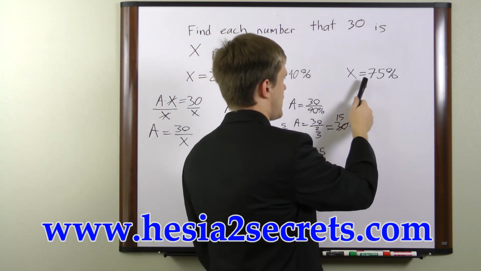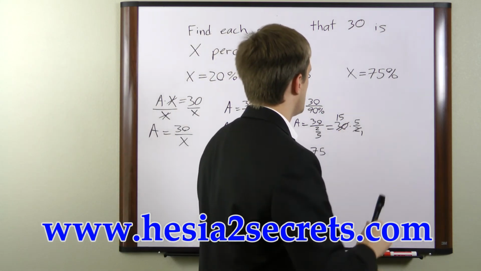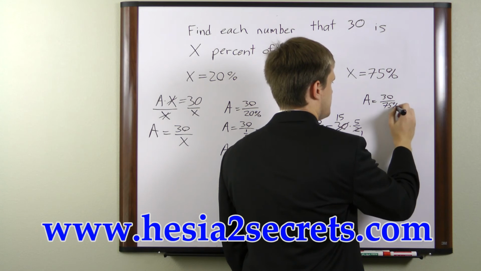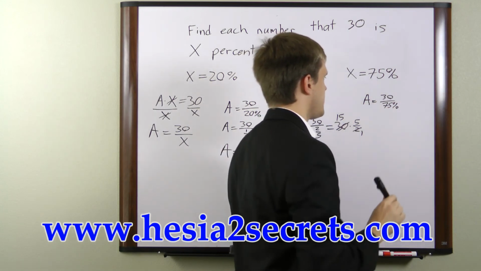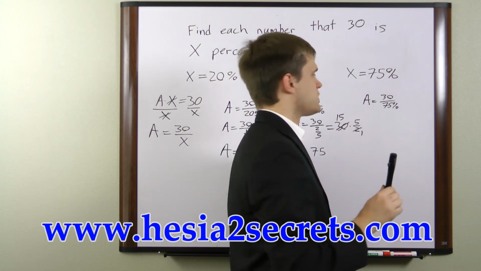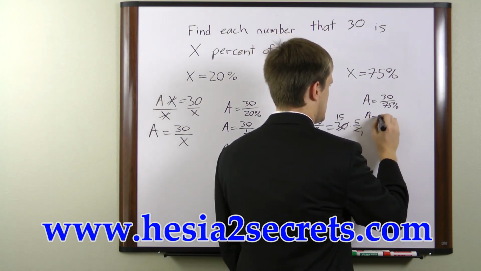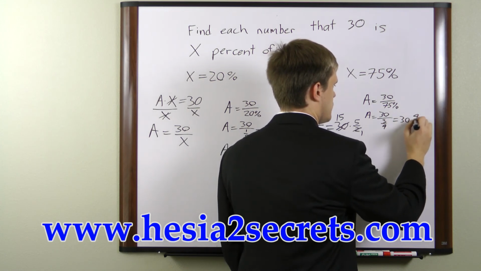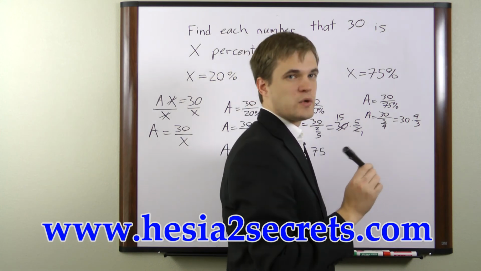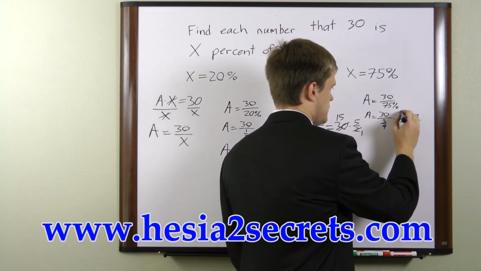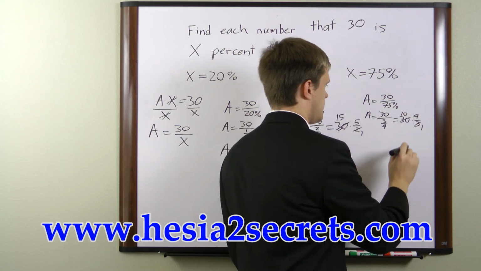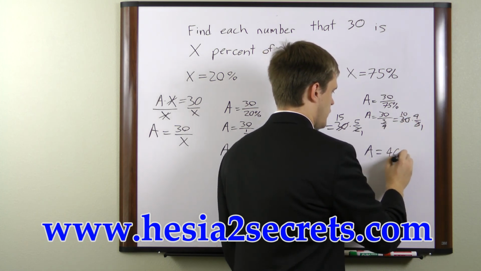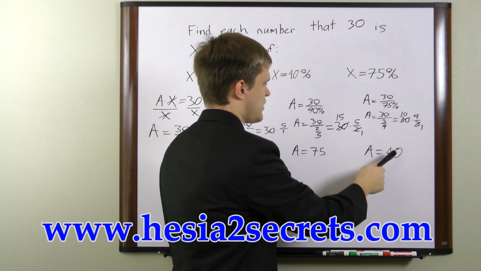In the final example, we have 75%. So we can write that a equals 30 over 75%. The fractional equivalent of 75% is 3 over 4. So we can write that a equals 30 over 3/4, or 30 times 4 over 3. Once again, we can cancel. We'll divide 30 by 3 to get 10, and 3 by 3 to get 1. So all we're left with here is 10 times 4, which is 40. So 30 is 75% of 40.